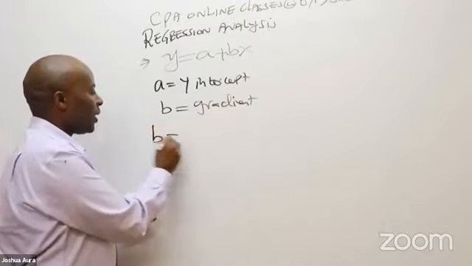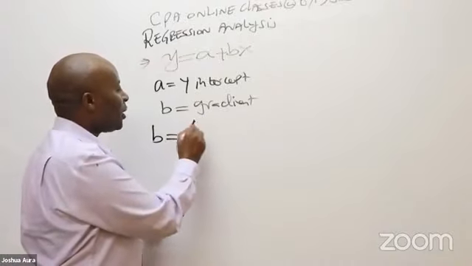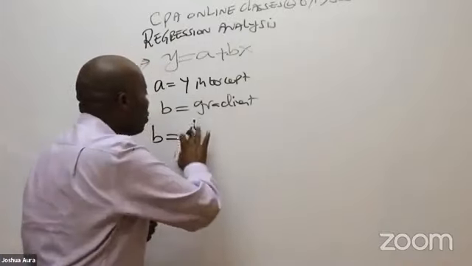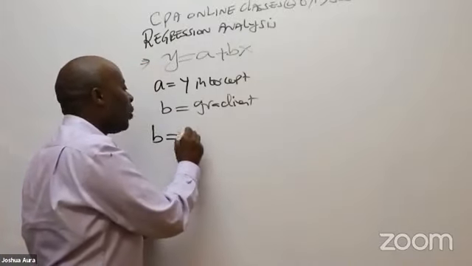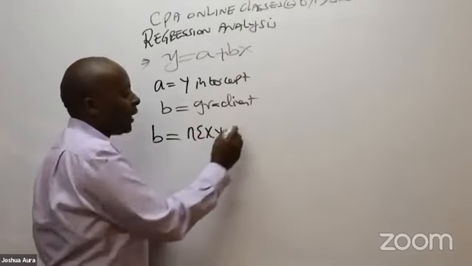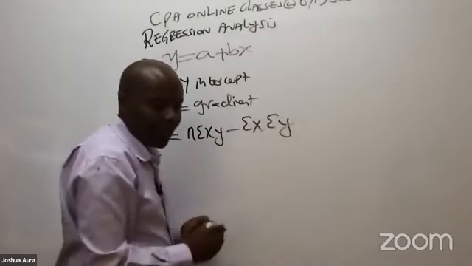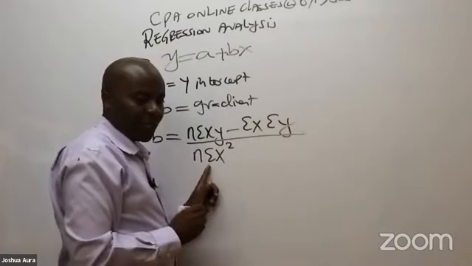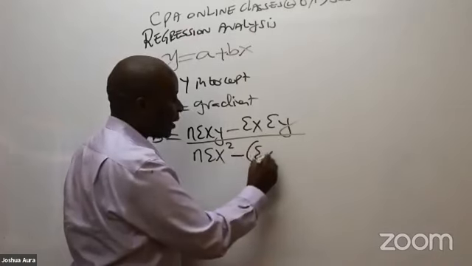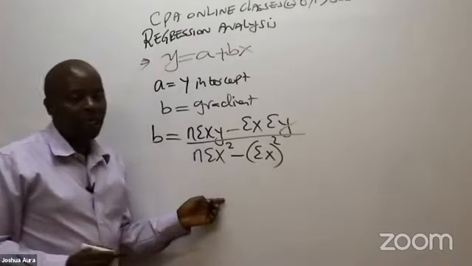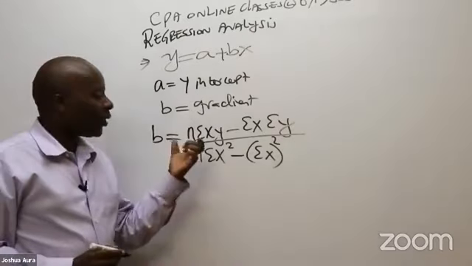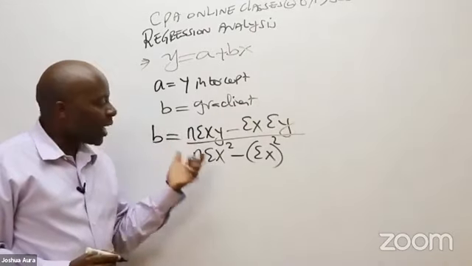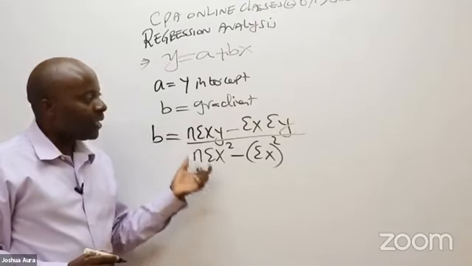For us to get B using the regression way, B will be n summations of xy minus summation of x, summation of y, all over n summations of x squared minus, in brackets, the sum of x, squared. So this is the regression approach of getting our gradient.